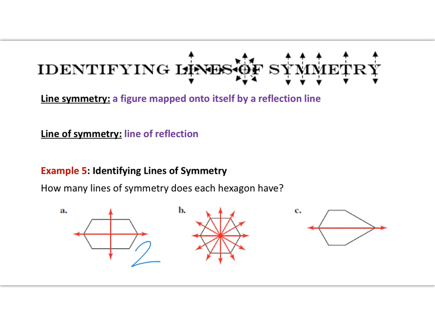For the next one, looks like we had 1, 2, 3, 4, 5, 6, 7, 8. Wait, I'm counting some of the same lines, I think. So let's back up. Can't count that one again. Can't count that one again. But there we go. Okay, so I have 6 total lines of symmetry, and this one only has 1.